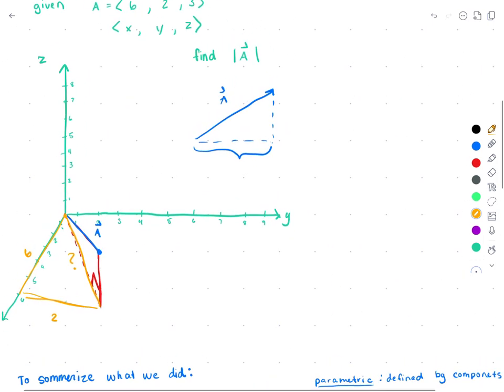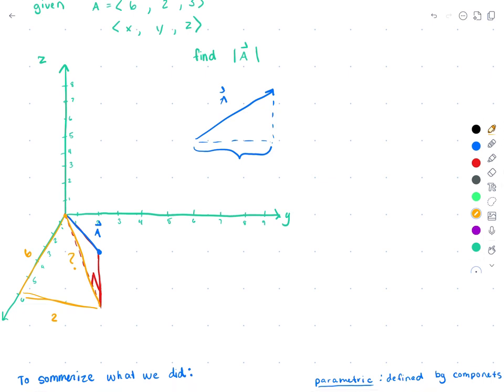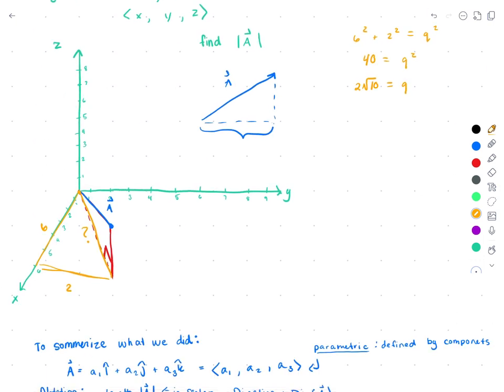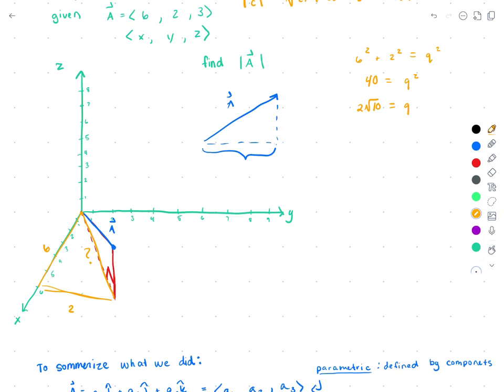I can find this length because we know that this is 6 and this is 2. So I'm going to use the Pythagorean theorem first, and I'm going to say that 6 squared plus 2 squared equals, we'll call it Q squared. So I have 36 plus 4 would be 40 equals Q squared. So I'm going to have 2 root 10 is equal to Q. And I don't have to put that into simplest form. It's not necessarily going to make my life any easier down the road.